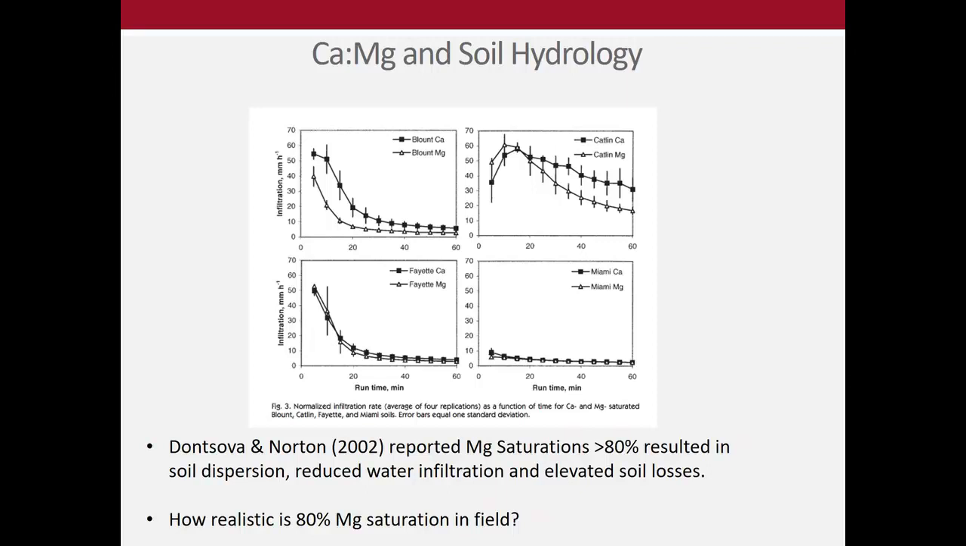Work from Indiana in 2002 showed that when we take soils in the lab and flood them with calcium or flood them with magnesium, we can get differences in infiltration rate. In other words, water's moving through this calcium-amended soil faster than it's moving through this magnesium-amended soil. So this is nice evidence.